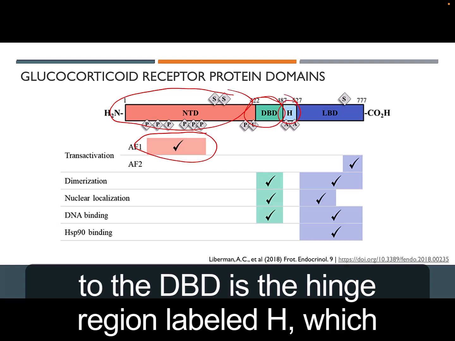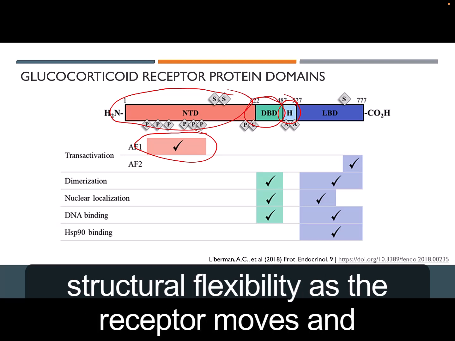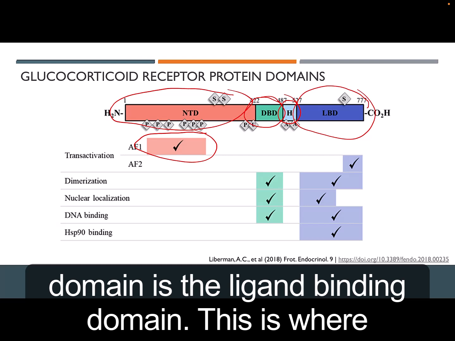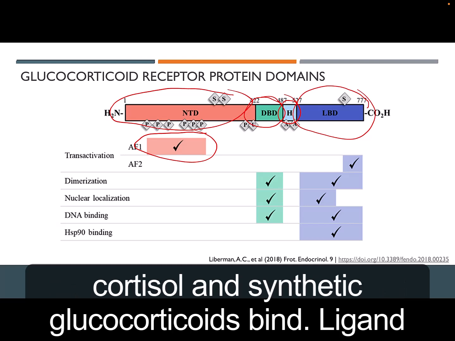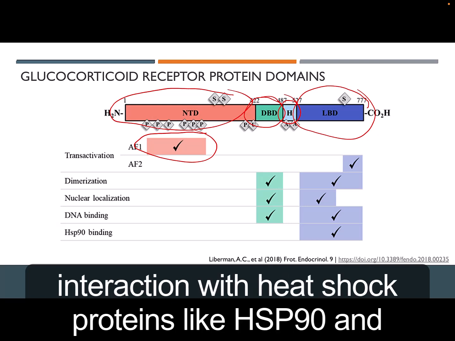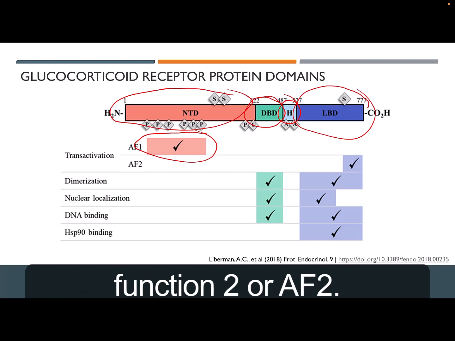Adjacent to the DBD is the hinge region, labeled H, which contributes to nuclear localization and provides structural flexibility as the receptor moves and rearranges inside the nucleus. At the C-terminal domain is the ligand binding domain. This is where cortisol and synthetic glucocorticoids bind. Ligand binding to this domain controls receptor activation, interaction with heat shock proteins like HSP90, and recruitment of transcriptional cofactors through activation function 2, or AF2.